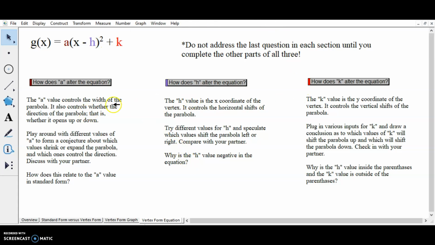I also liked a couple people were saying, why does the H have to be negative here? And we're going to talk about that later. So remember, that's going to be honing in on that 3rd question, which we will get to.